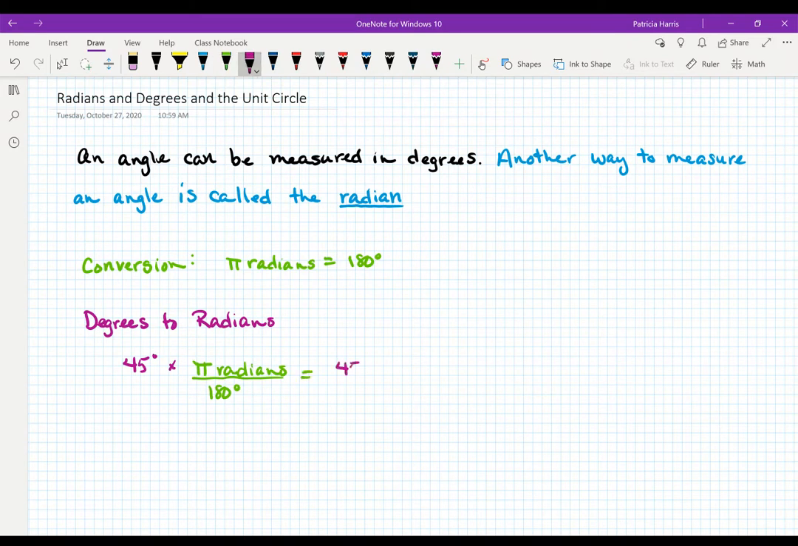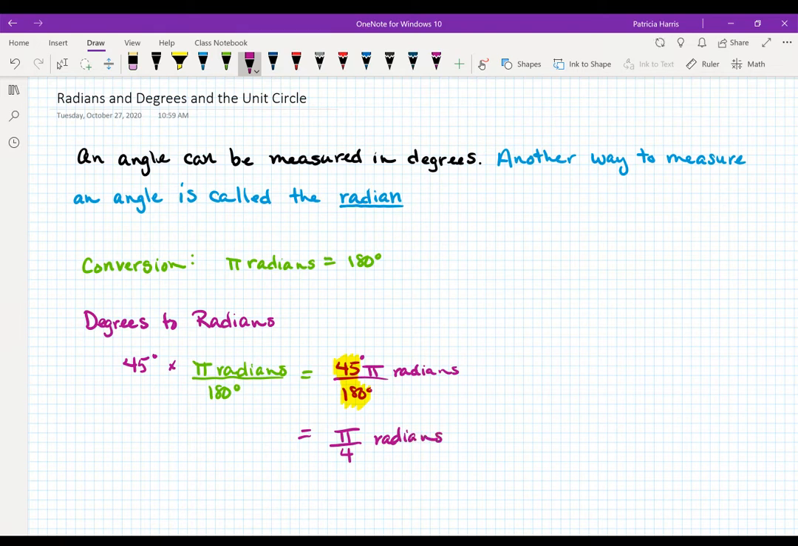So 45 pi over 180 degrees. Oops, I forgot the word radian. Typically, we don't write the word radian. As soon as we see that pi, it kind of tells us that we are dealing with radians. Now we are going to reduce 45 over 180. You can totally use your calculator for that. And you're going to get an answer of pi over 4 radians.